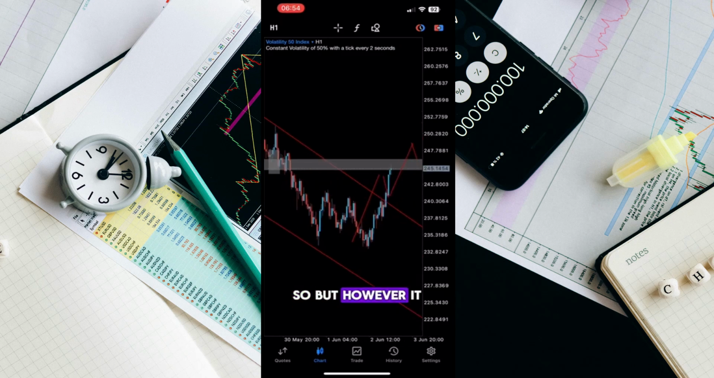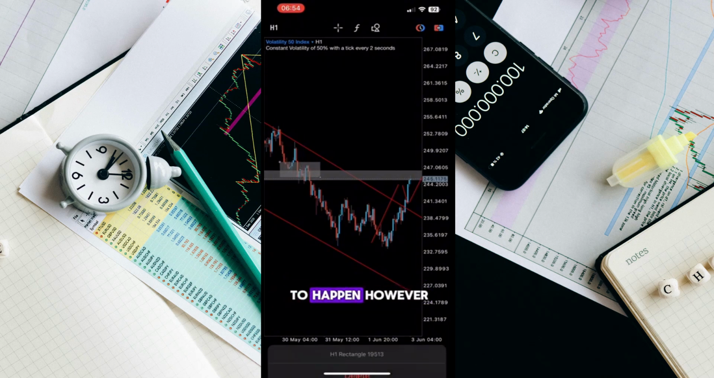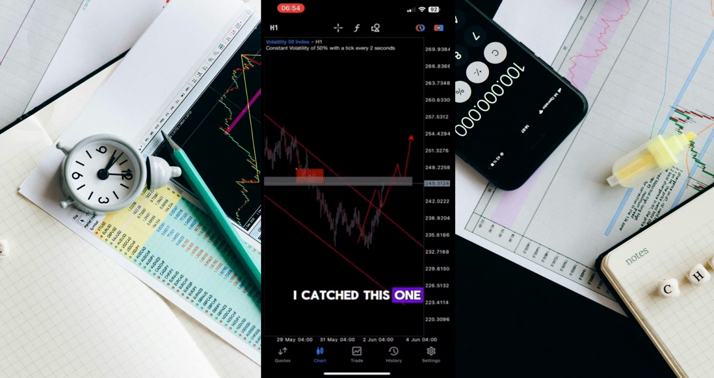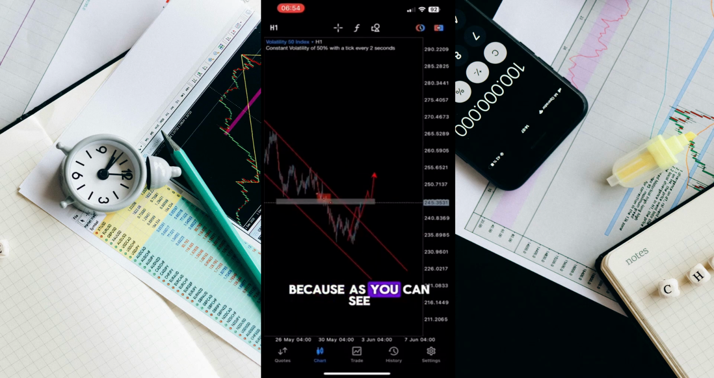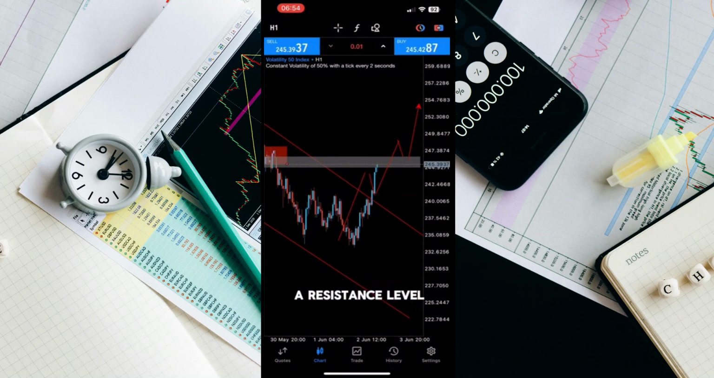But however, it is risky to trade a retest because you don't really know when it is actually going to happen. However, I caught this one because as you can see, as marked by that red order block that I've put, the market reached a resistance level that is very important.